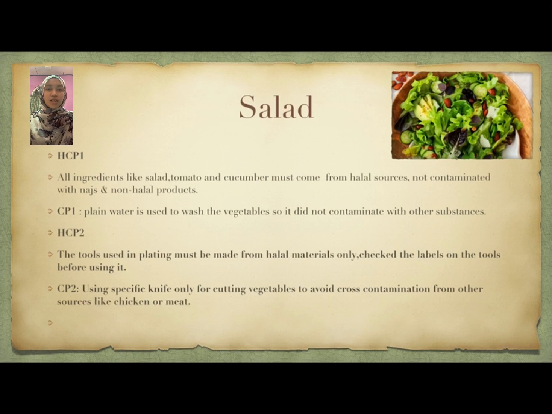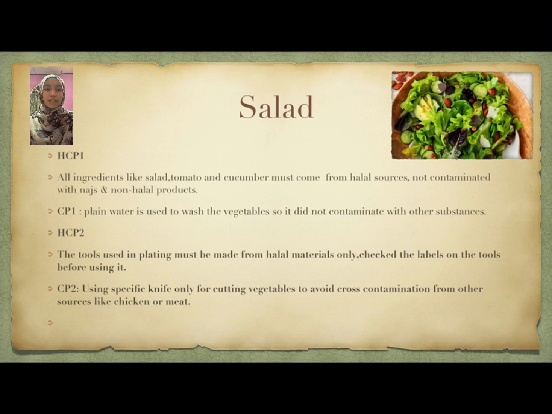For salad, halal control point 1 is all ingredients like salad, tomato and cucumber must come from a halal source and not be contaminated with najis and non-halal products. For control point 1, plain water is used to wash the vegetables so they will not be contaminated with other substances. Next is halal control point 2. The tools used in plating must be made from halal materials only, and check the labels on the tools before using them. For control point 2, use a specific knife only for cutting vegetables to avoid cross-contamination from other sources like chicken or meat.